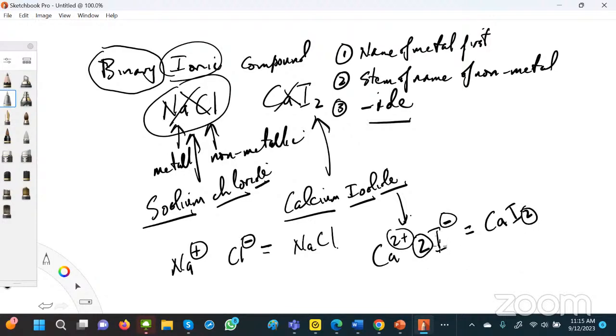Another thing I want to point out is that in both cases that we've done here, you'll notice that I have not indicated the charges. You should not have any charges in the final answer, right? The charges basically help you to determine how to get the charges canceling out by multiplying one or both by a particular integer, all right? So that's basically how that is done, all right?